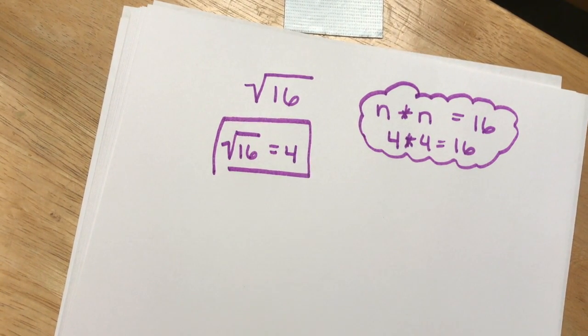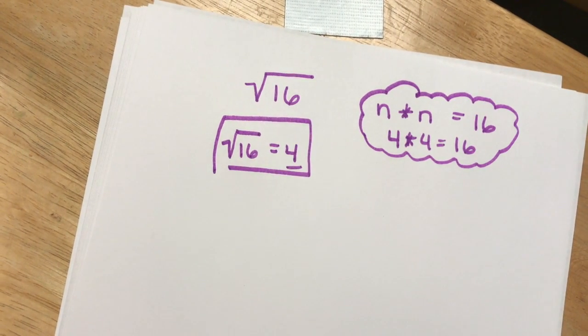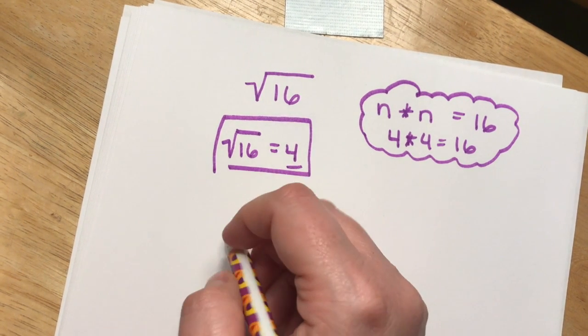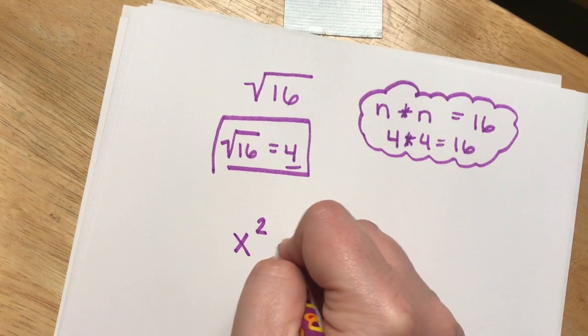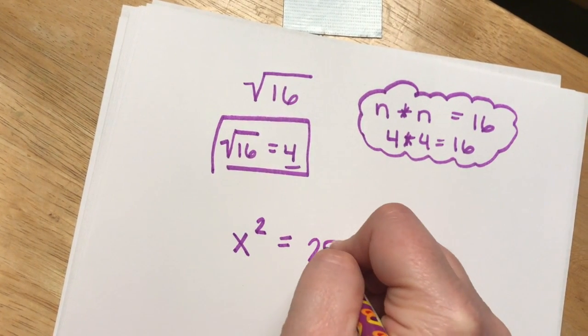Essentially, a square root is just a way you can simplify a number by writing it out like this, okay? You will not be given the problem this way, though. You will most likely be given a problem like this. It'll look like this: x squared equals 25.